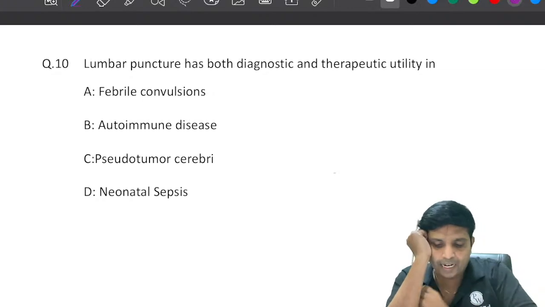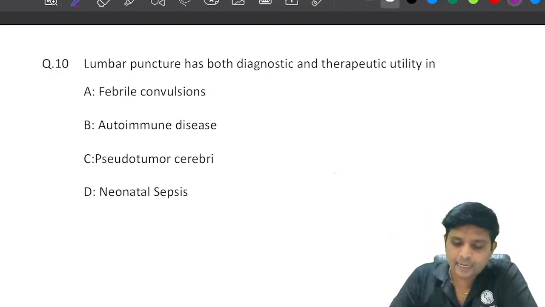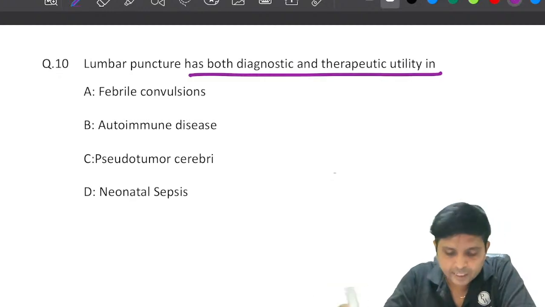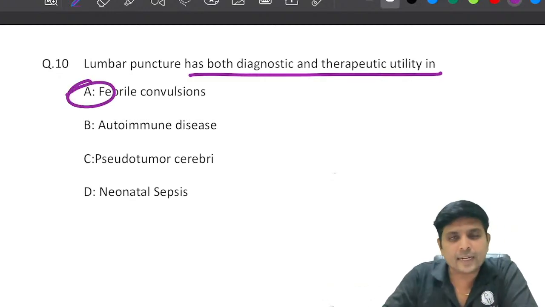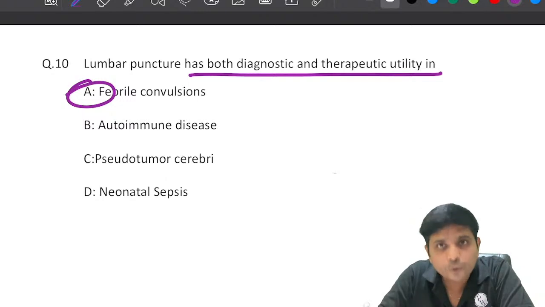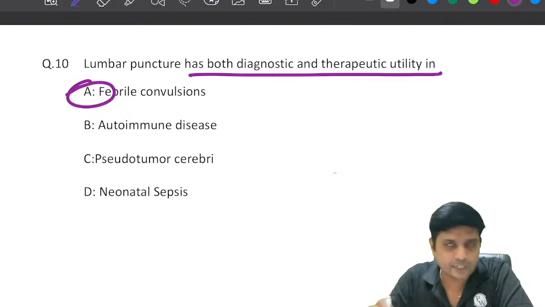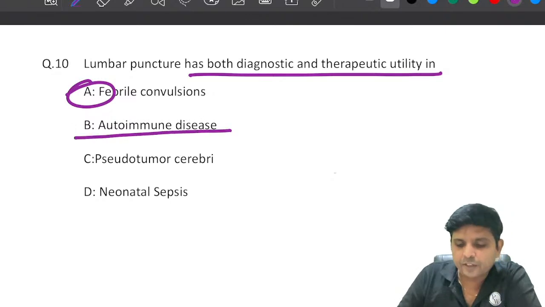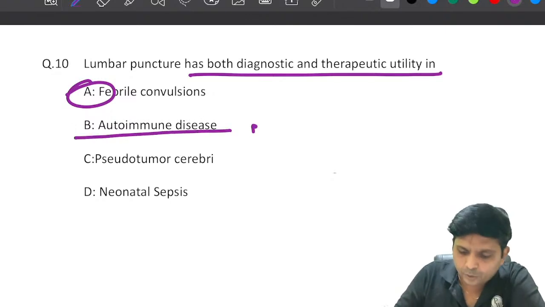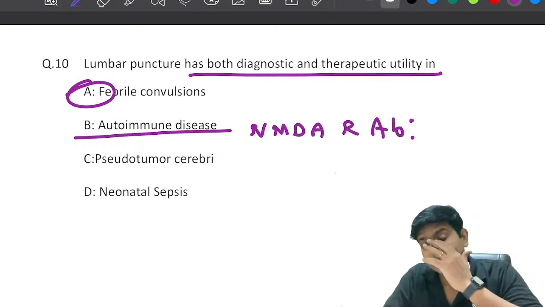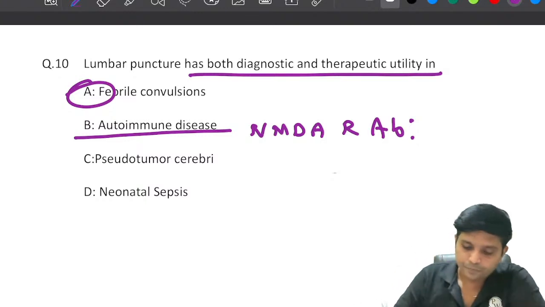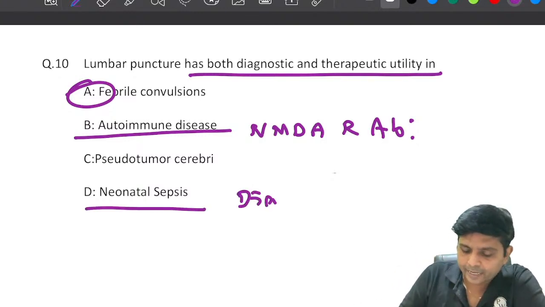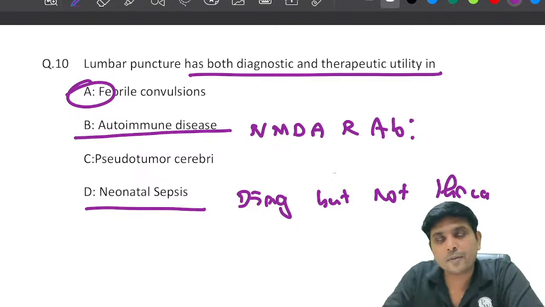Now, what is this? A lumbar puncture can be of diagnostic and therapeutic utility in which condition? Febrile convulsion? In case of febrile convulsion, we do not do any lumbar puncture unless we suspect an underlying meningitis. One, autoimmune disease, to find out NMDA receptor antibody. Again, this is diagnostic but not therapeutic. Neonatal sepsis, again diagnostic but not therapeutic. So, what must be the answer?